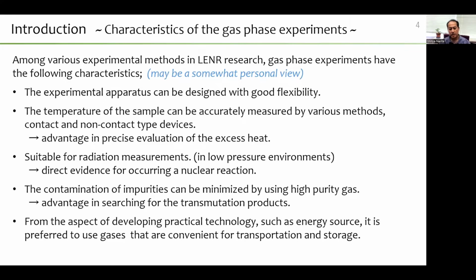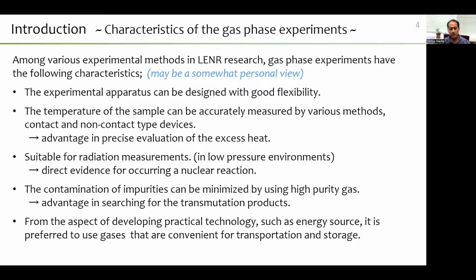At first, characteristics of the gas phase experiments. Among the various experimental methods in low-energy nuclear reaction research, gas phase experiments have the following characteristics. Well, this might be somewhat a personal view, but anyway, the experimental apparatus can be designed with good flexibility, and the temperature of the sample can be accurately measured by various methods, such as contact and non-contact type devices. And this is an advantage in precise evaluation of excess heat.